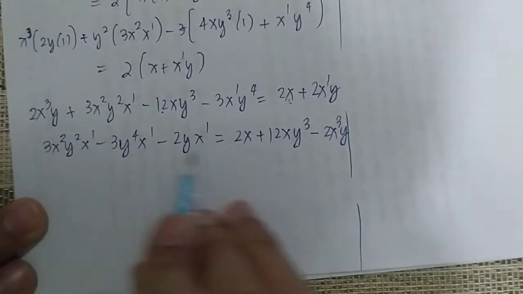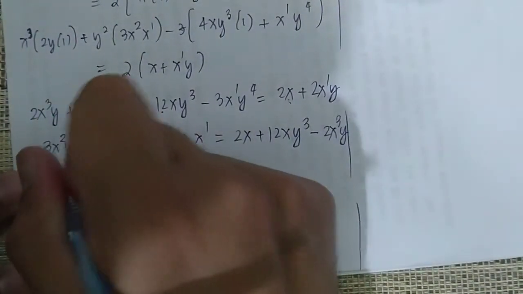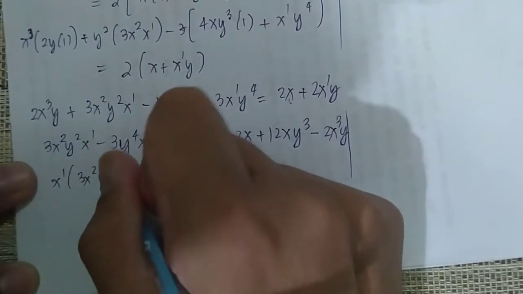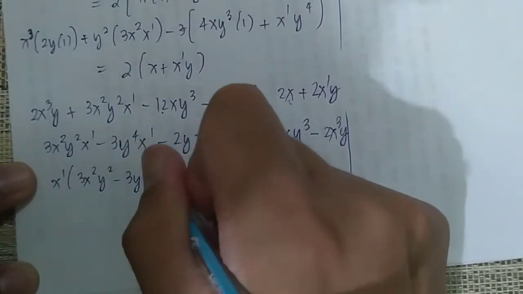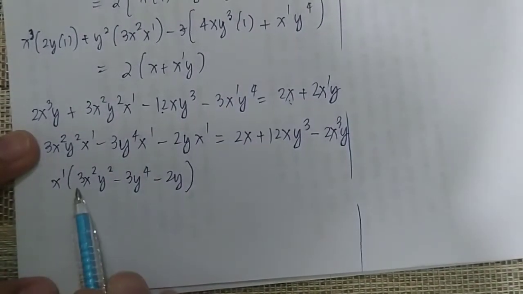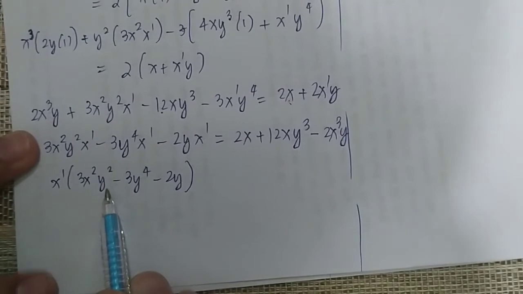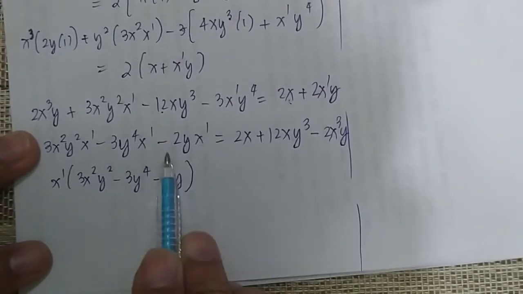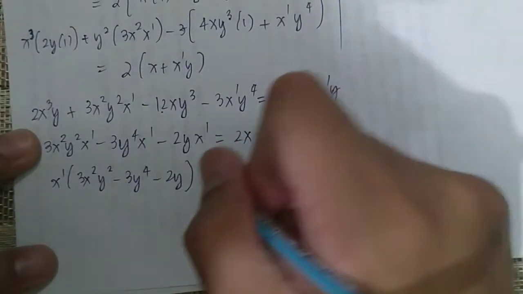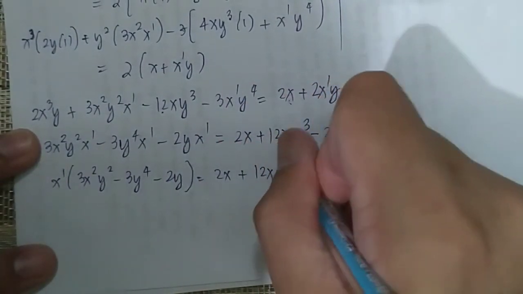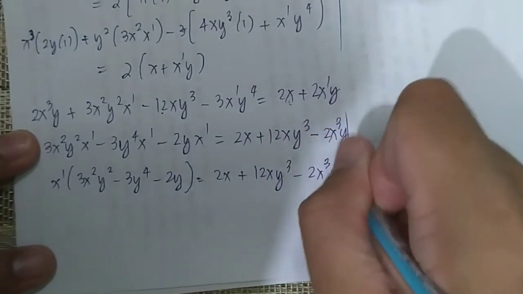So, x prime is common. I can factor that out. So, magiging 3x squared y squared minus 3y to the fourth minus 2y. Pinactor out yung x prime. X prime is equal to 2x plus 12xy cubed minus 2x cubed y.